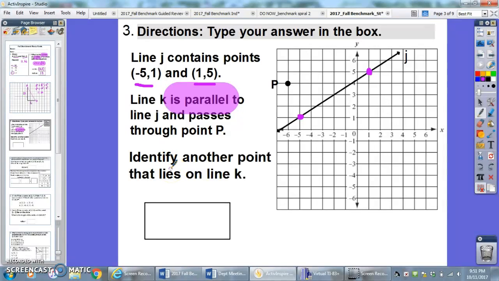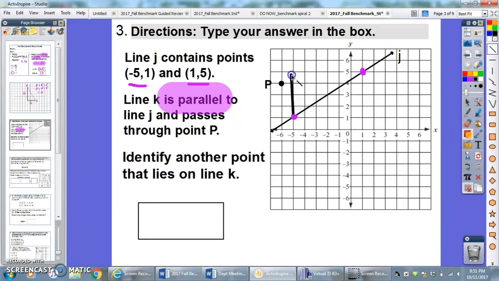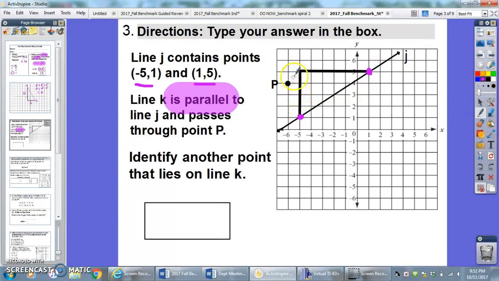What I want to know about J is the slope. So I'm going to go ahead and count my rise and my run. I'm going up, it looks like a distance of 4, and over a distance of 1, 2, 3, 4, 5, 6. So it's positive because it's going up from left to right. So positive 4 over 6, which reduces to 2 over 3. So that's my slope, and since parallel lines have the same slope, I don't need to change my slope at all.